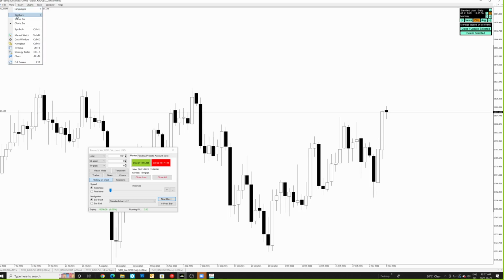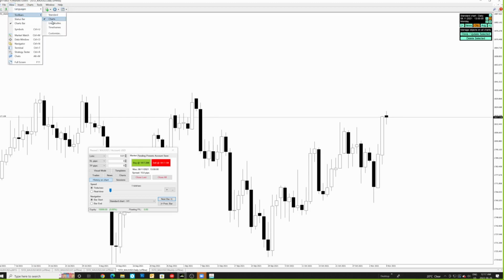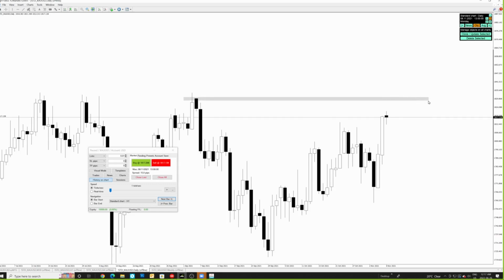Where are they? View, toolbars, charts. Perfect. We got charts, view, toolbars, and line studies. There we go. Let's extend it all the way right here. Awesome. So if for some reason daily does go up, this is a 120 pip range right here.